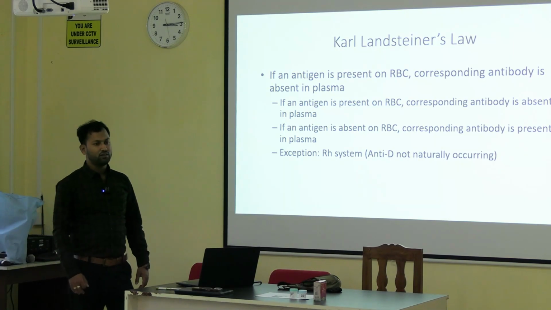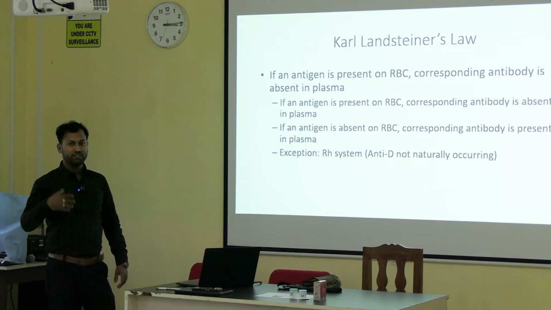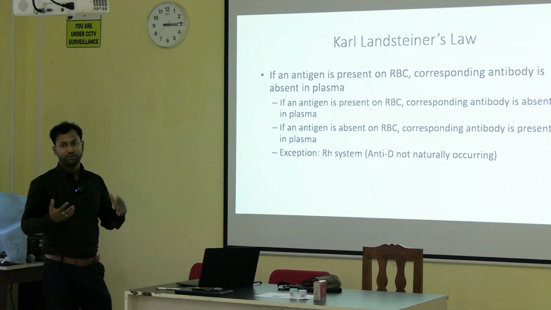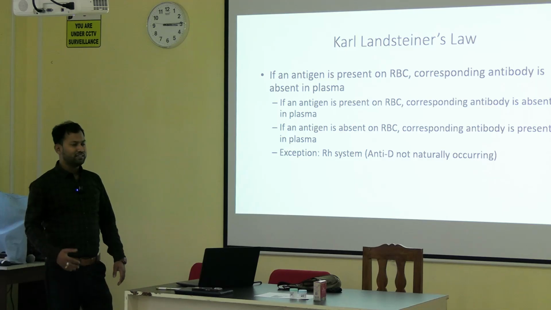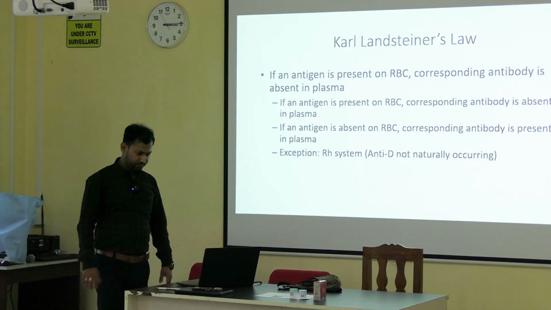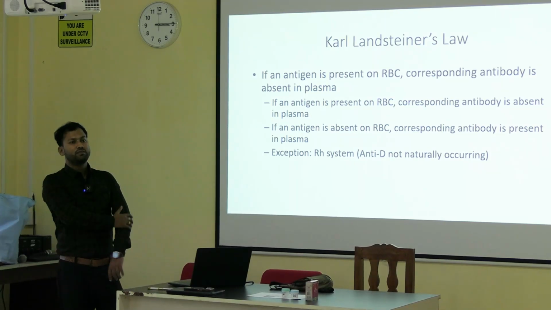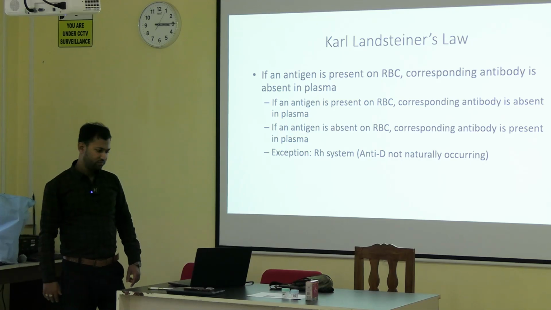Then one thing is Landsteiner's law, which may be asked in your exam. If an antigen is present on the surface of an RBC, the corresponding antibody will be absent in the blood or plasma. Suppose someone has blood group A, then anti-A antibody will not be present in the blood, and vice versa. If someone has blood group B, then anti-B will not be present in the plasma, and so on. There is one exception, the Rh system, because anti-Rh is not normally present. It is formed later on exposure.